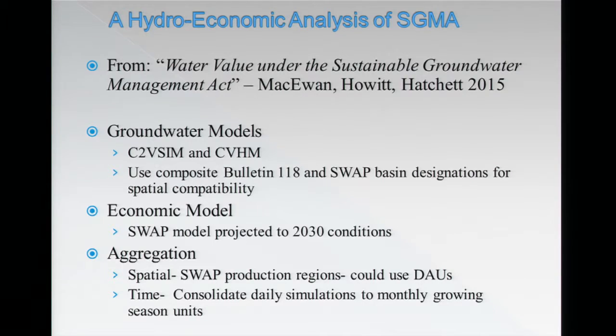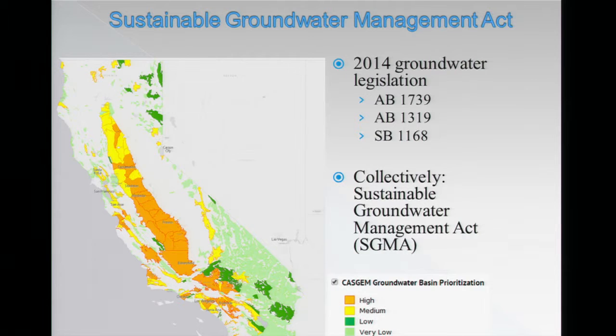And so we're linking two groundwater models with an economic model. And we have spatial aggregation to these production regions. And we have time aggregation, and we're consolidating daily simulations into monthly growing season units. Now, we are taking the worst possible case for sigma, and these are the basins in California and the CASGEM, and these are listed as high, medium, low, or very low priority.